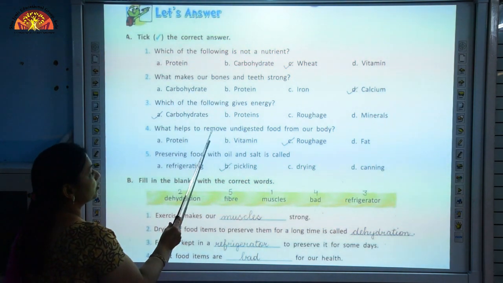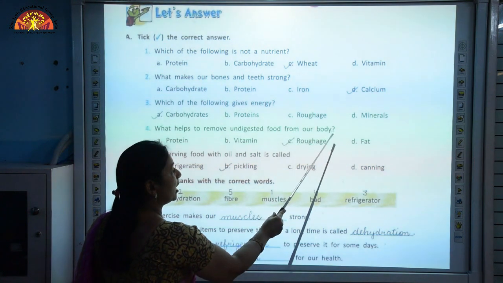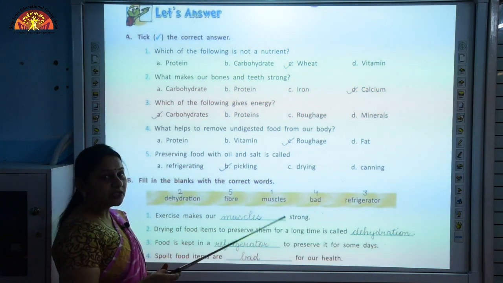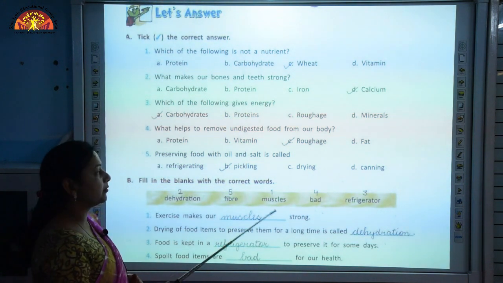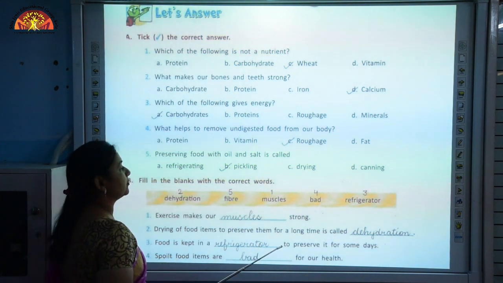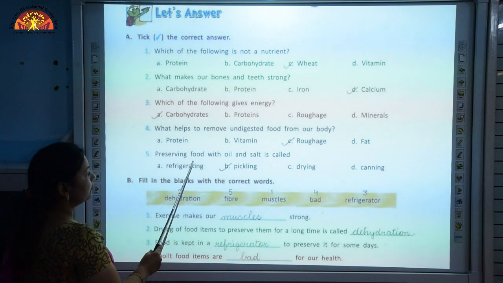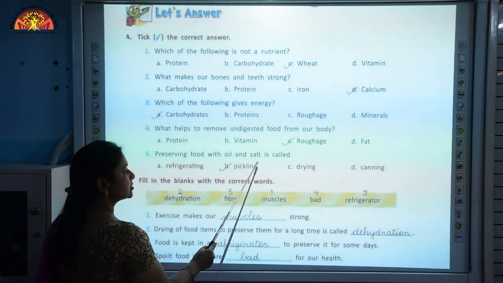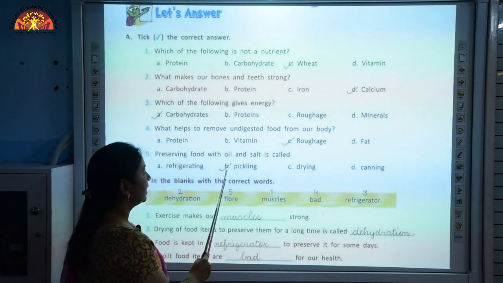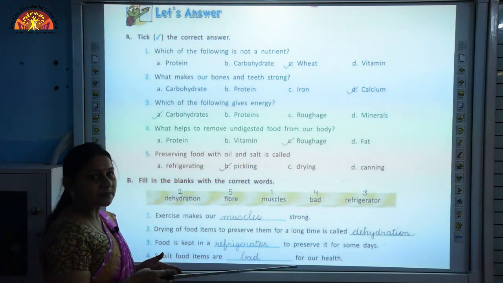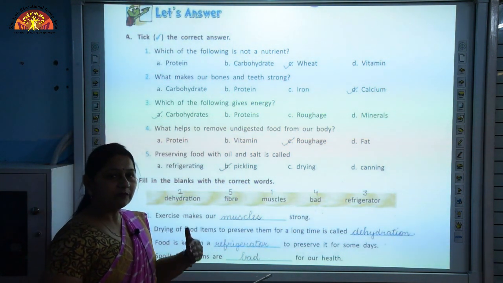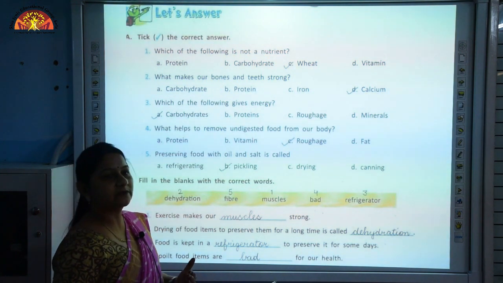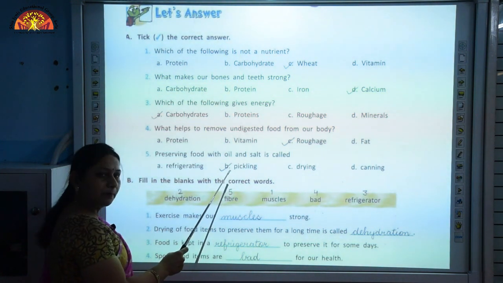What helps to remove undigested food from our body? Roughage, it is required by our body to remove undigested food from our body. So, we are going to take the C option. Preserving food with oil and salt is called pickling. When we put oil and salt to keep the food items for a longer period of time, then it is called pickling.